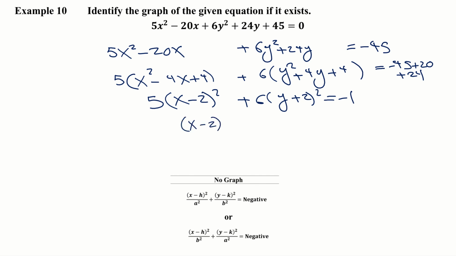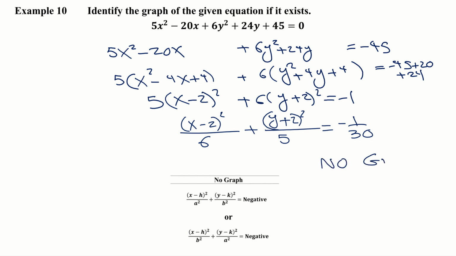quantity x minus 2 squared over 6, right? Remember, we're dividing by 30, so they're going to cross cancel and give you 6 down below, plus y plus 2 squared over 5 is equal to negative 1 over 30. Remember, we're dividing both sides by 30. So now you can see we're definitely in this form, right? So we know this is not going to end up giving us a graph, because there's no ordered pair xy we can find that is ever going to satisfy this equation. So how can we get a graph, right? That's why. All right.